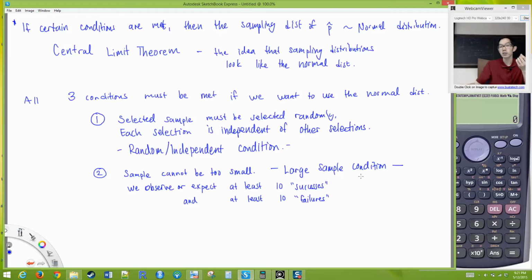Okay? So to say 10 successes, another way is to say n times p should be greater than or equal to 10, and n times 1 minus p also has to be greater than or equal to 10. Okay, and so that's how we make sure our sample is not too small, or that our sample is large enough. So this is known as the large sample condition. I'll underline each of these.